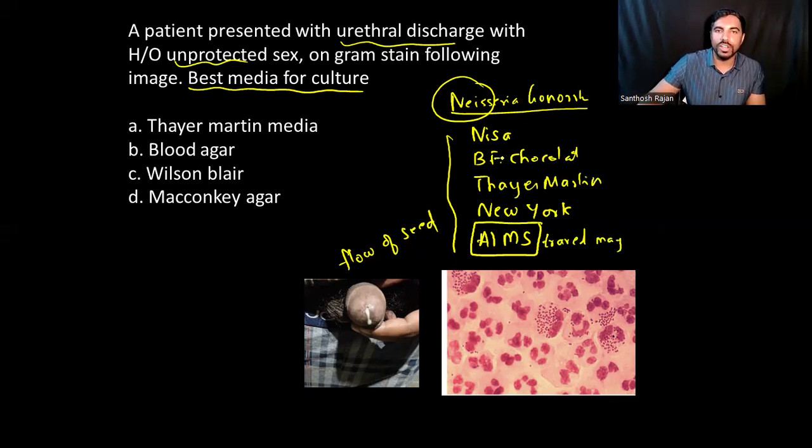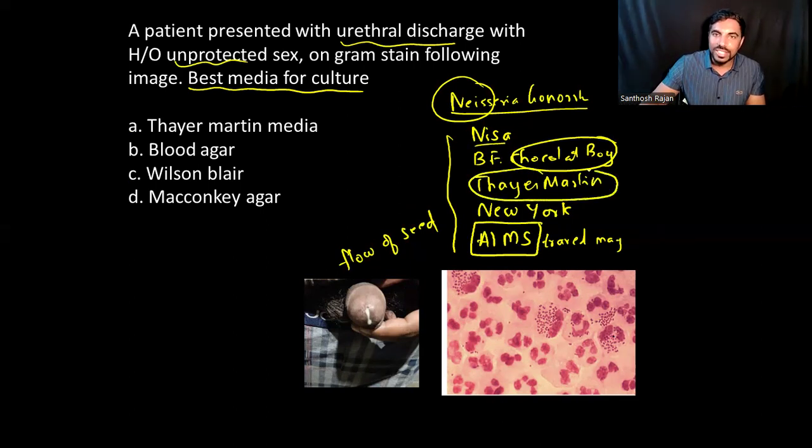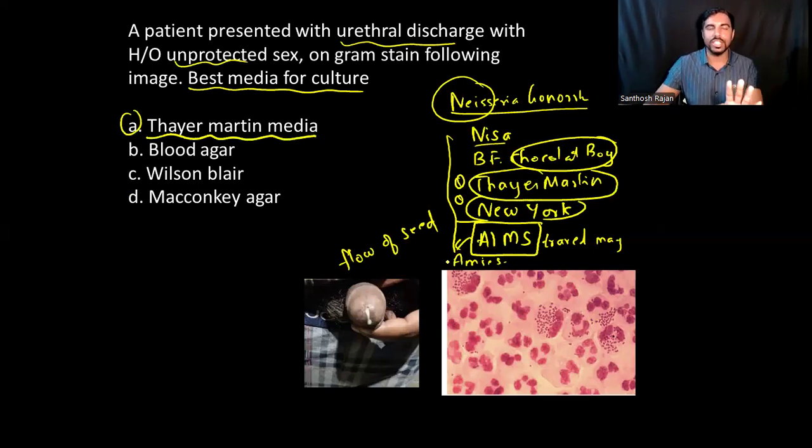Okay. Nisha's boyfriend is a chocolate boy. Everything is a question. Nisha, Neisseria. Chocolate boy, chocolate agar. We can use chocolate agar as a selective media also. Thayer Martin is the best and most selective. Thayer Martin and New York, modified New York media. Thayer Martin is the best selective media. And Amies media is a transport media. So what is the answer here? Thayer Martin. You got it. Nisha, Neisseria. Nisha's boyfriend, Thayer Martin, chocolate boy. All are selective media. The best is Thayer Martin and the New York media. But chocolate is also right.